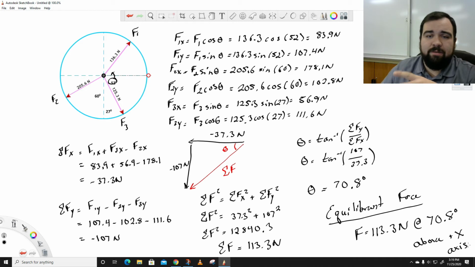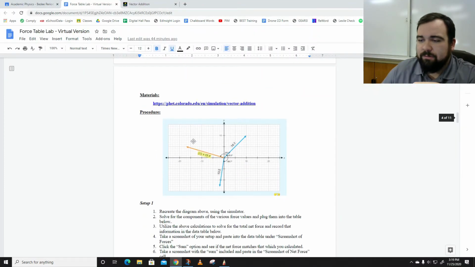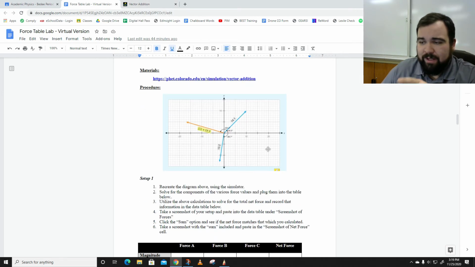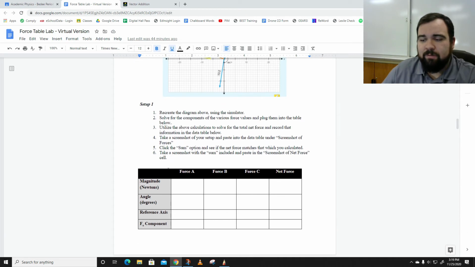You're going to be doing that for setups 3 and 4. To look at those, you have your link here for the lab, and that's also going to be on the class site as well. For your setups, you have an image of what the setup should look like. You have a bit of direction telling you what you need to do. And this table here is where you're going to be plugging in the values that you were solving for.